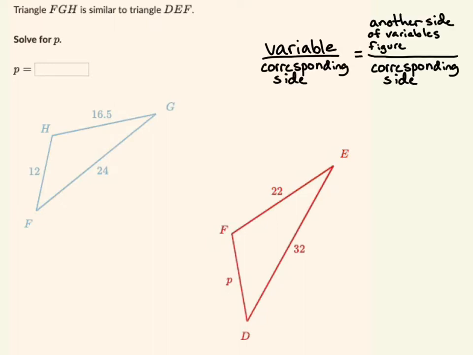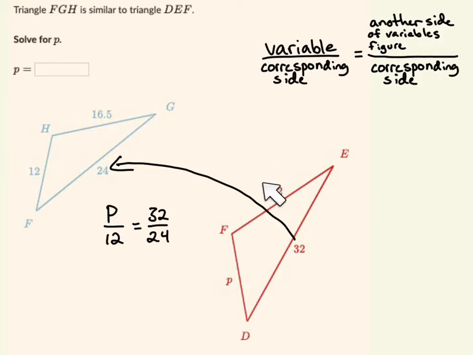Now, here's the last example that I'm going to go over with you. Then I'd like you to try these out on your own. So my variable is p again. And the corresponding side to p is 12. And I also have 32 and 24. I did that so that I could avoid the decimal there.